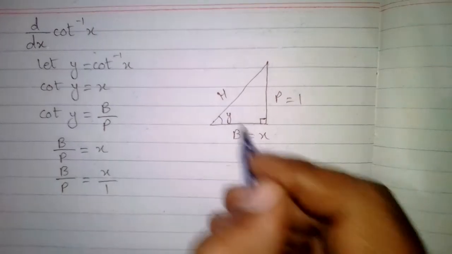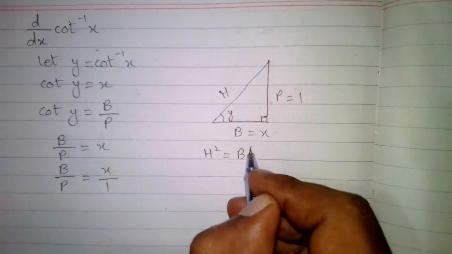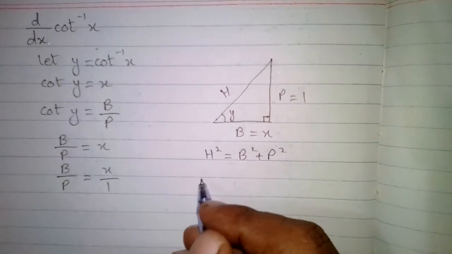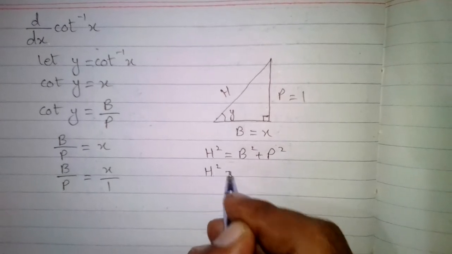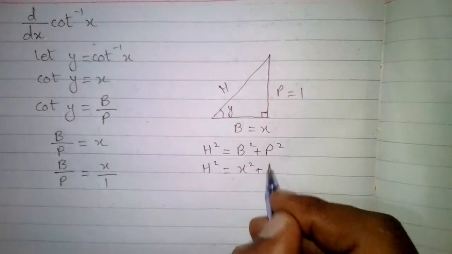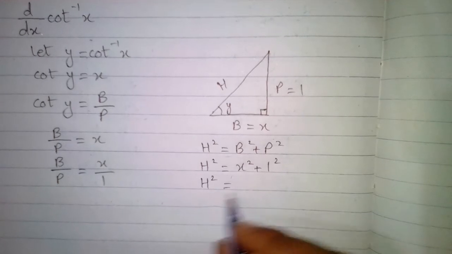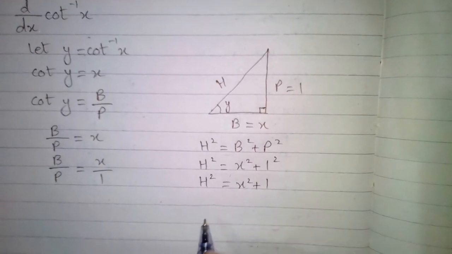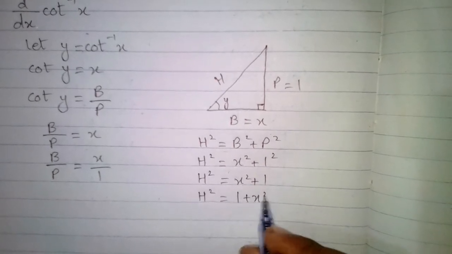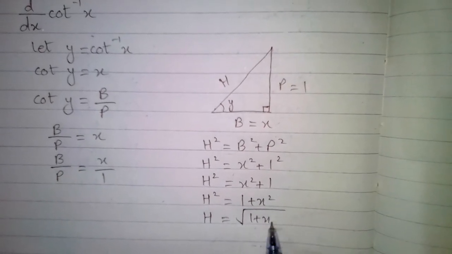Now we will find the hypotenuse by Pythagoras theorem. So we have h square is equal to base square plus perpendicular square, which is Pythagoras theorem. So h square is equal to, in place of base we will put x, and in place of perpendicular we will put 1. So we have h square is equal to x square plus 1, or we can write h square is equal to 1 plus x square. So the value of hypotenuse is square root of 1 plus x square.